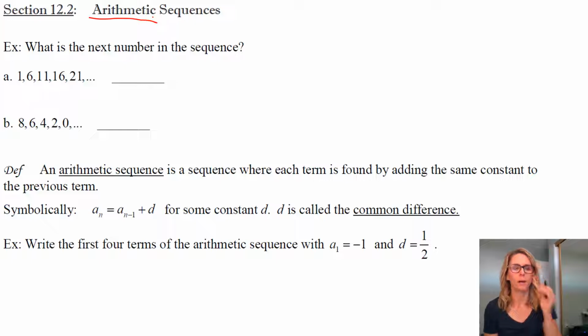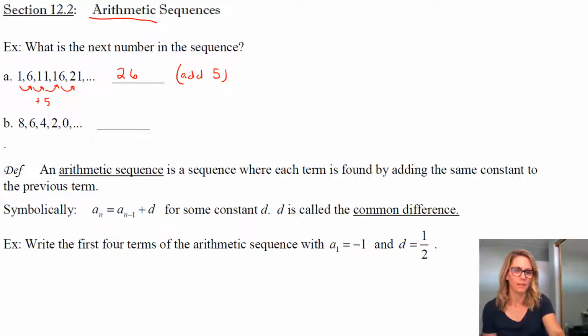So let's take a look at a couple examples here. The question is, what is the next number in the sequence? Take a look and think about, as we go from each value in this sequence, what is happening to go from one value to the next? You may notice pretty quickly that we are, in fact, adding 5 each time. So the next value, if you think about adding 5 here, is going to be 26. Just as a side note, in this arithmetic sequence, we are adding 5.